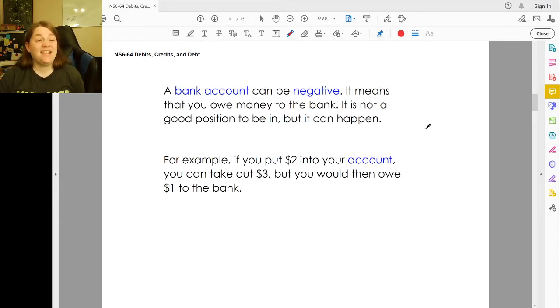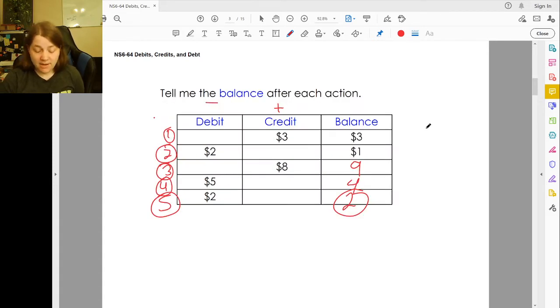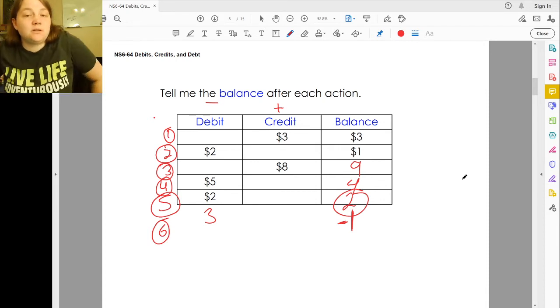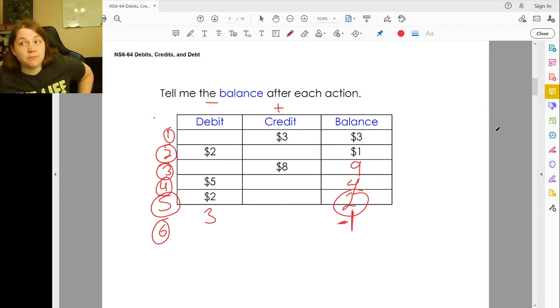A bank account can be negative. What that means is that you owe money to the bank. It's not a good thing to happen. A lot of times there's a fee, and sometimes that fee is more than whatever you took out. So for example, if I have that $2, maybe the next thing I want to do is say, I have to spend $3. So I'm going to take $3 away. I had $2. I still need another one, but the bank will give me $1. So now I owe the bank back $1. The bank doesn't do anything for free. I now owe it $1. And if I don't pay it back extremely quickly, some fees could definitely add up.